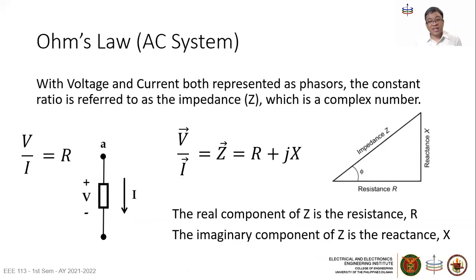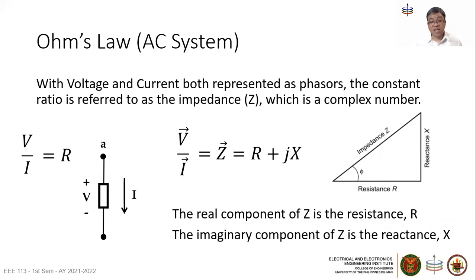So this time, we extend our knowledge of Ohm's law. We know that Ohm's law relates voltages and currents. So in DC, the ratio between voltage and current is the resistance R. If you have a device here, you apply voltage V across it and current I flows through it, then we have the resistance R for this device here.